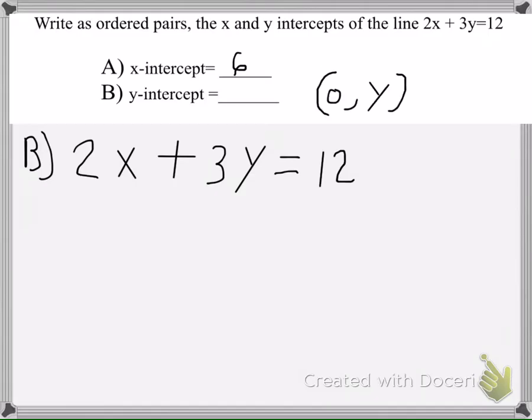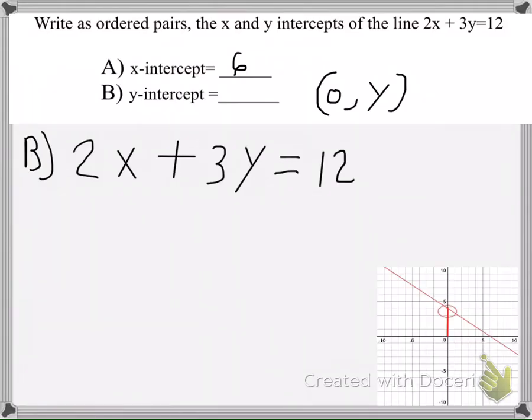On the same graph, remember that the y-intercept will always take the form 0 comma y, because the y-axis is located where x is equal to 0. If you notice, at any point on the y-axis, my x at those points is equal to 0. You can again check if you don't believe me.